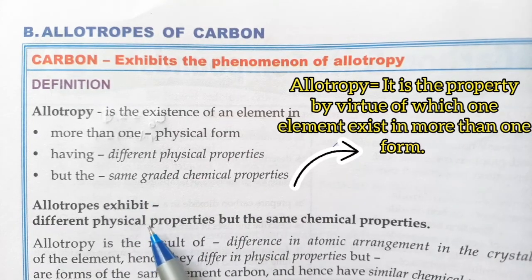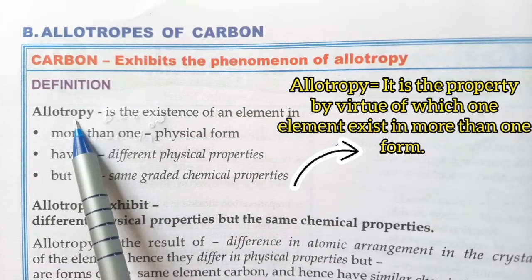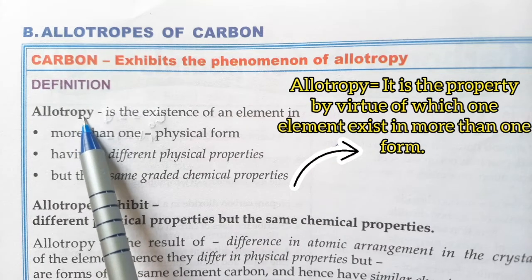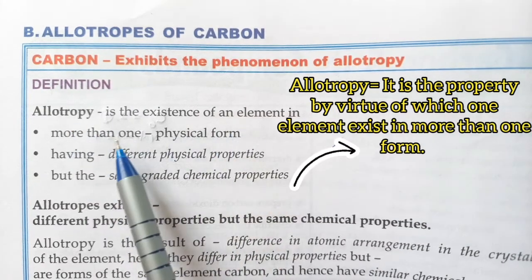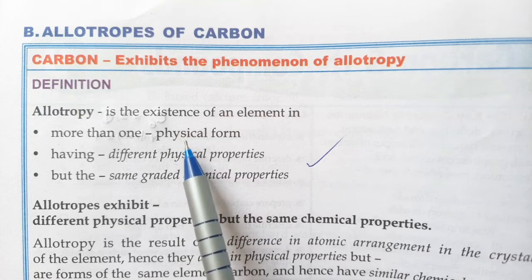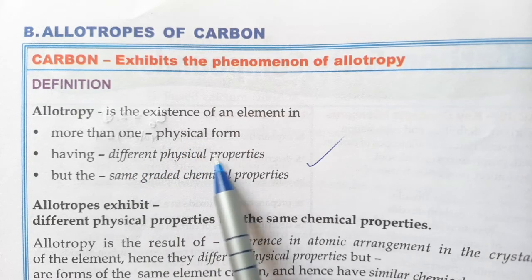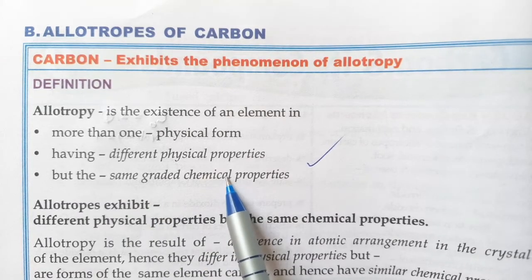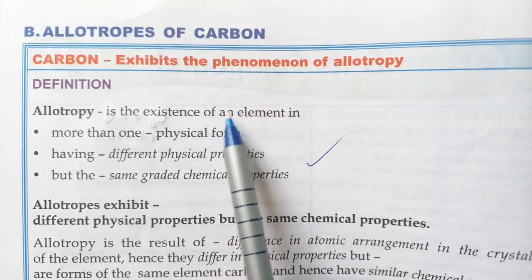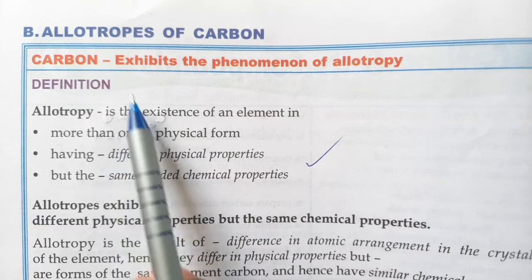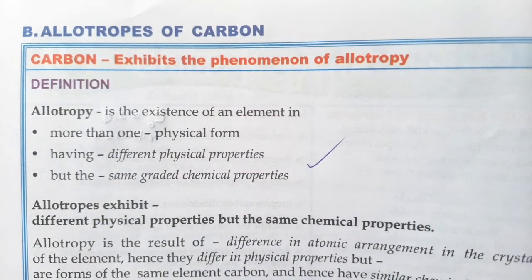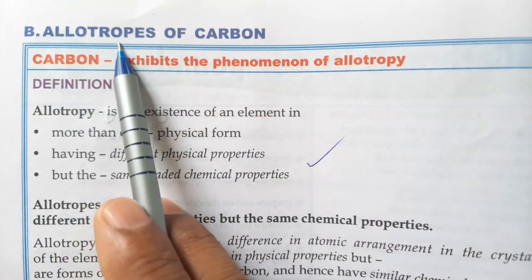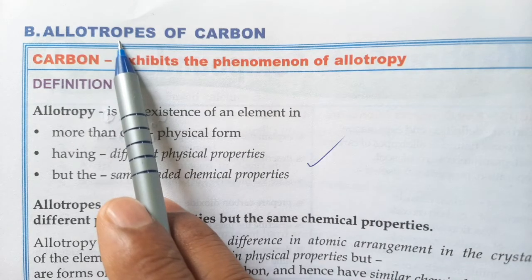So you can repeat the video to make the definition. I'll say again, define allotropy: it is the property by virtue of which one element exists in more than one form, in which different forms will have different physical properties but the same chemical property. Why? Because all of them are made up of carbon. Those different forms of the same element are known as allotropes. So what is allotrope then? Different forms of the same element are called allotropes.